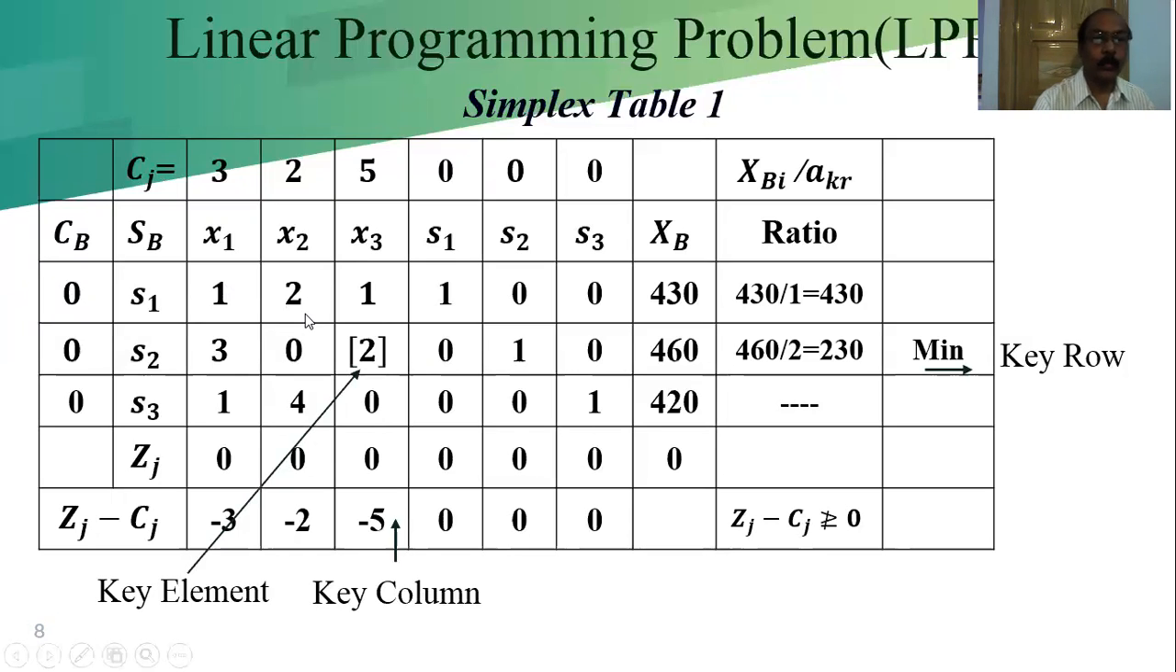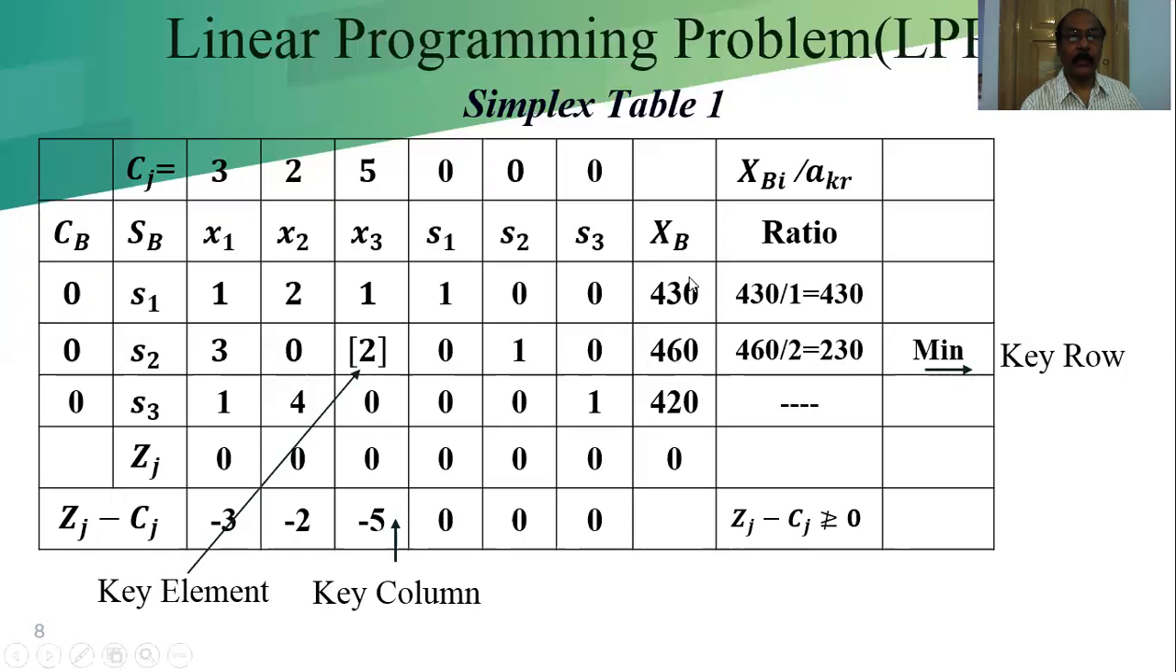Now if we calculate the 2, the corresponding element in the key column, and the corresponding element in the key row, 1 into 0 divided by 2, is 0. So it will be unaltered. Now if we calculate this, it is 430. 430 minus the corresponding element 1, so 1 into 460 divided by 2. So 430 minus 230 will be 200.